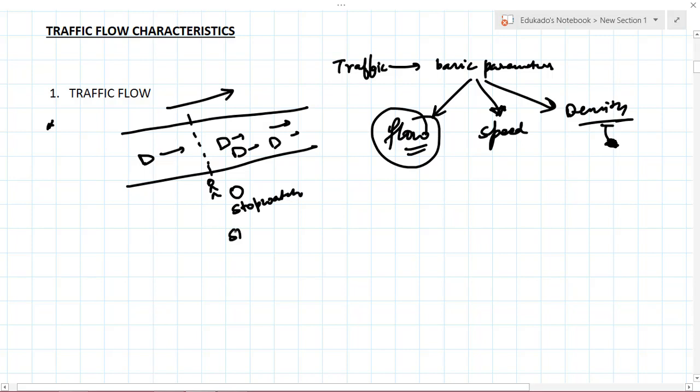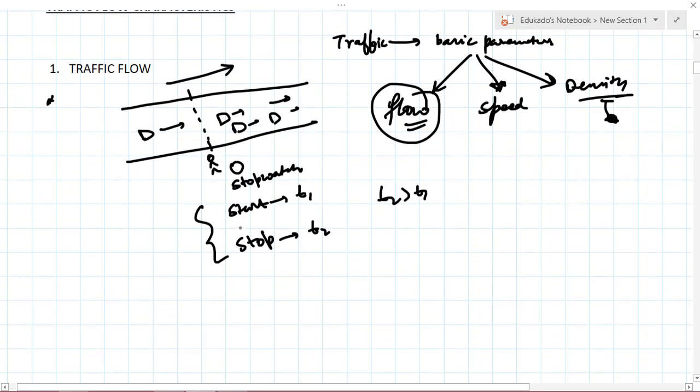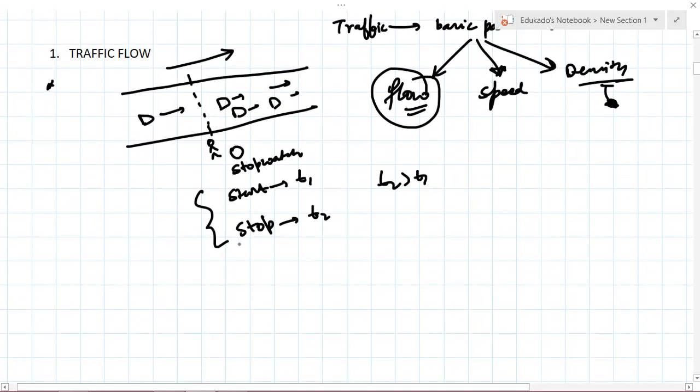I said start. So at that time you noted the time t1. Then you just started counting the vehicles, and after some time I said stop. That means after t2. That means t2 is greater than t1, obviously. So how many vehicles you have counted in this time interval tells us about the traffic flow. So this is what we are telling you about the flow.